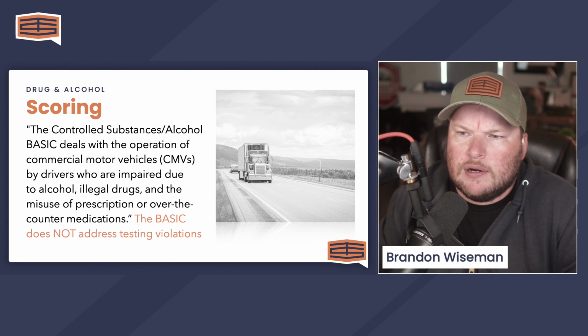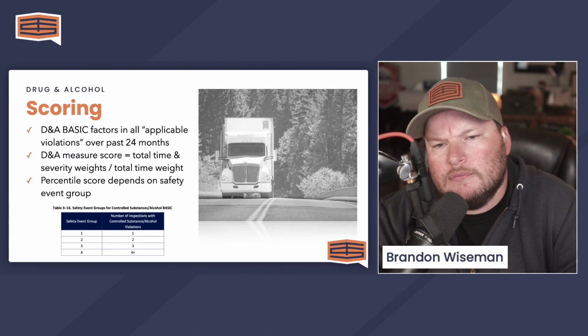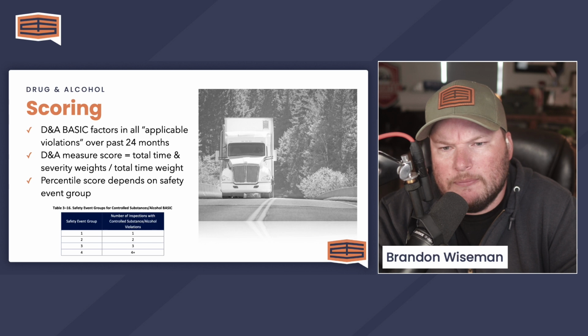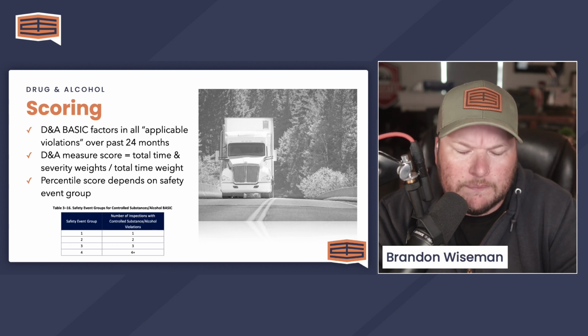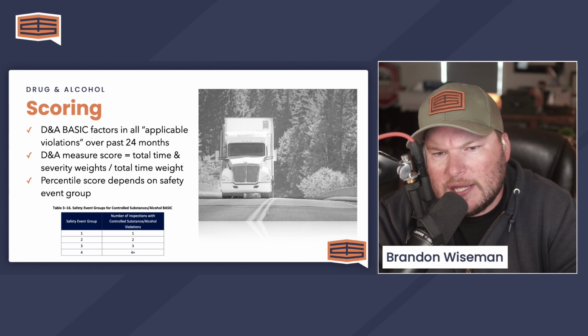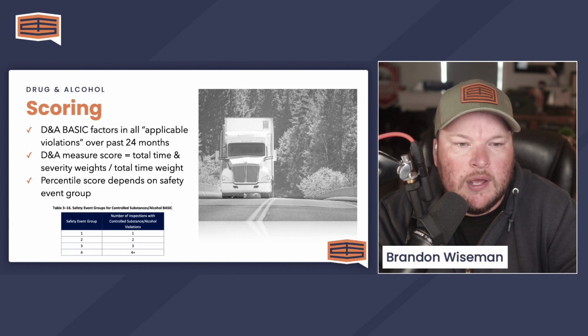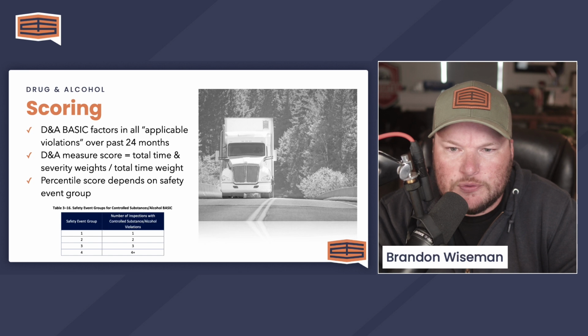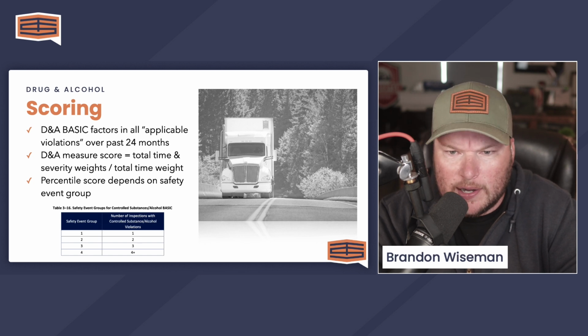Digging a little deeper here, your drug and alcohol basic measure score. I'll talk about the difference between measure scores and percentile scores here in a second, because that's also important. Your drug and alcohol basic factors in all applicable violations. That's an important phrase for the reasons I just mentioned, over the past 24 months. So any situation where an officer has discovered a drug or alcohol violation during a roadside inspection over the last 24 months, those are the violations that are going to weigh on your drug and alcohol score.